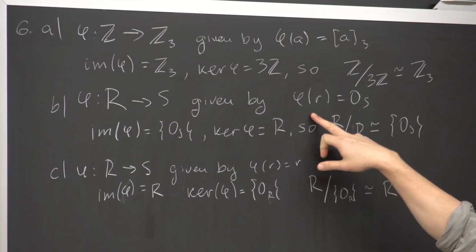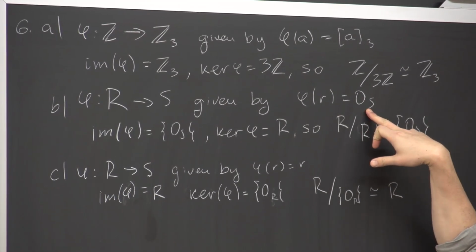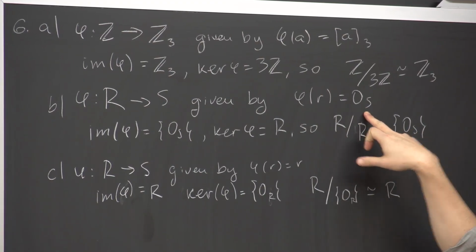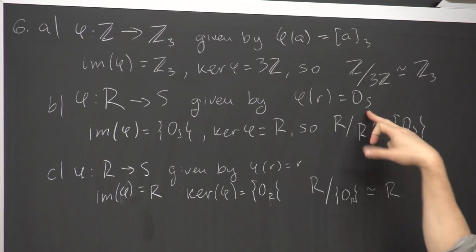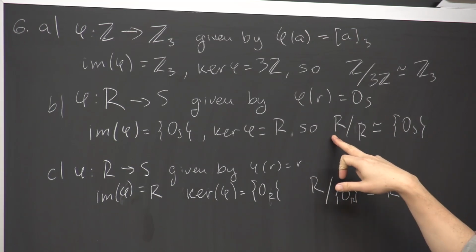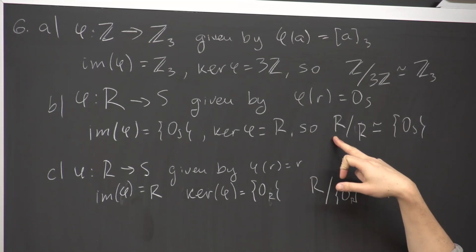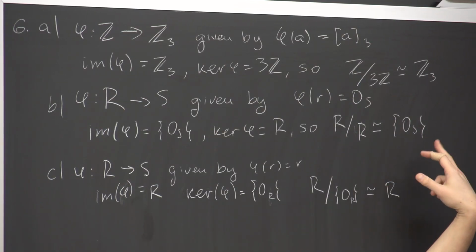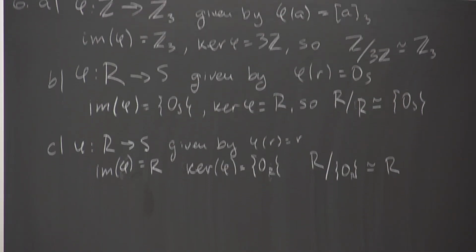Here, if you have the zero, this is called the zero map. It's also called the trivial map. If you send everything to 0, then 0 is the image. The kernel is everything, and so you have this interesting equation. This is basically saying that R divided by R is equal to 1, where 1 is the number of elements in here. It looks a little funny, but that's correct.